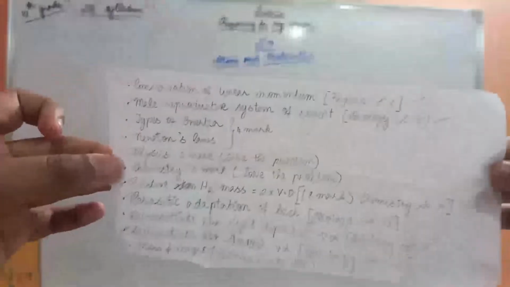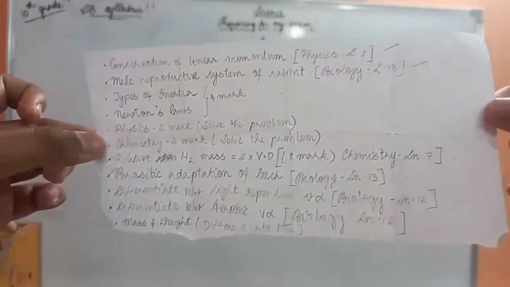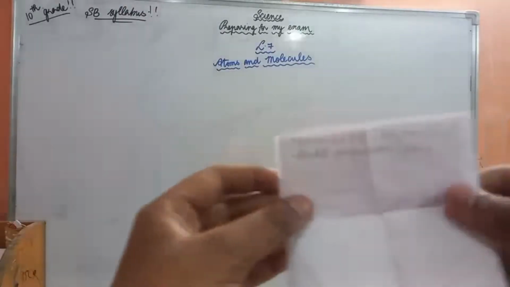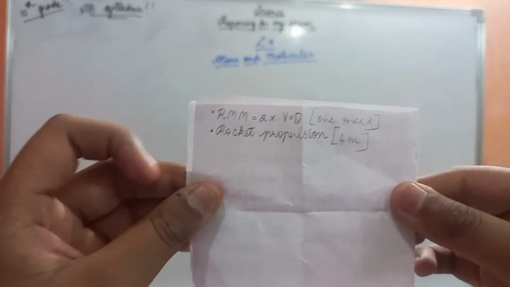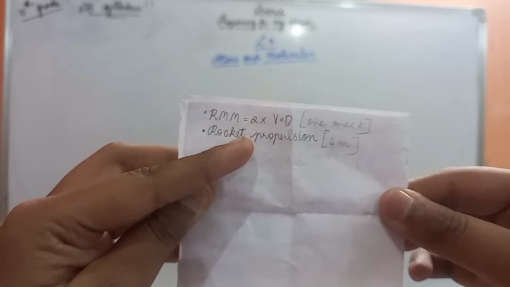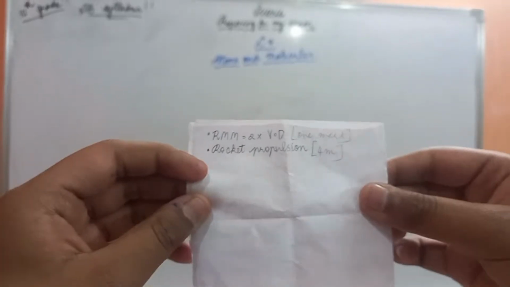of this. Conservation of linear momentum. That's basically all. And the next page. RMM, which means relative molecular mass, is equal to 2 times the vapor density, which is an important 1 mark, and rocket propulsion, which is an important 4 mark from lesson 1.